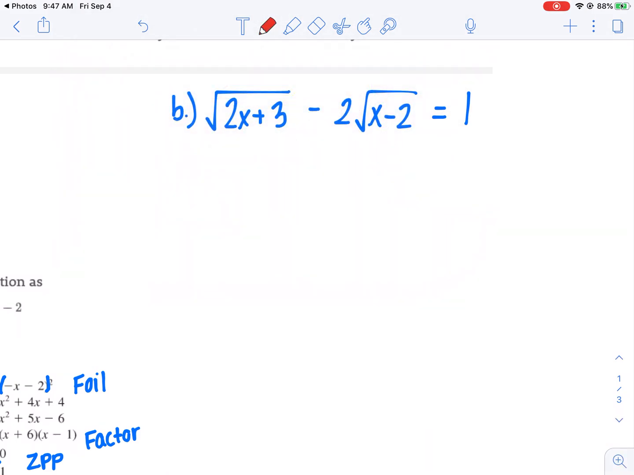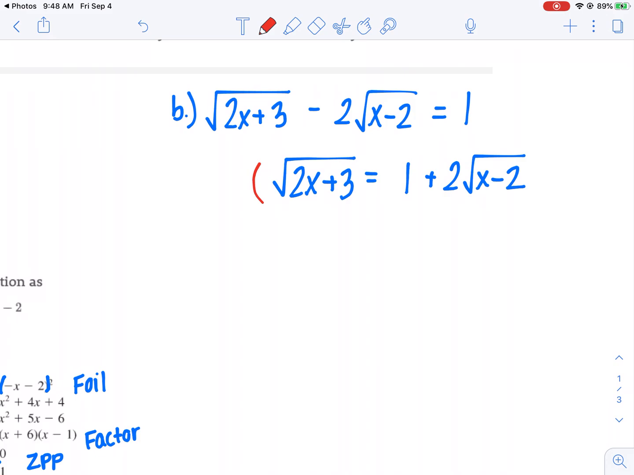If I do so, that right side would be really nice. I would have to FOIL that left side. Not a fan. It's definitely possible, but that's going to be a lot of work and a lot of potential areas to make mistakes. So instead, I'm going to move over one of these square root terms. It will not matter which one you move over. So I'm going to decide to move the 2 square root of x minus 2, like so.